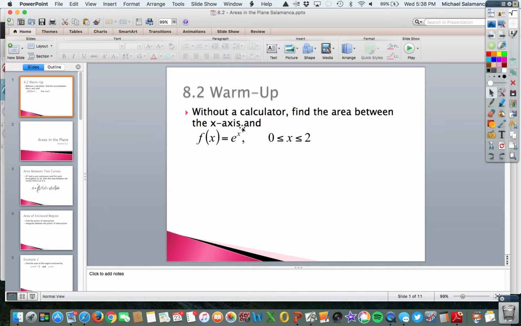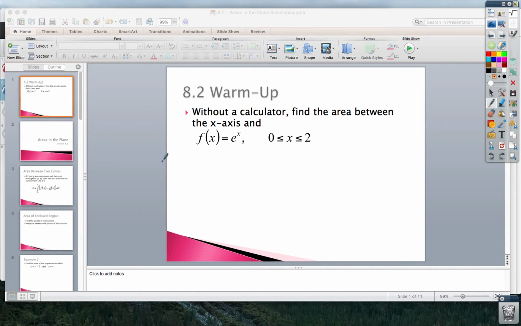Find the area between the x-axis and the function e to the x from 0 to 2. To do that we are going to set up our integration from 0 to 2 for e to the x. If you remember, the antiderivative of e to the x is just e to the x. So really we are evaluating e to the x from 0 to 2.